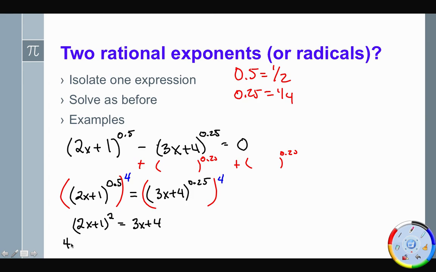So we're going to FOIL this. 4x squared plus 4x plus 1 is equal to 3x plus 4. And we're going to solve as we did a moment ago, where we made it equal to 0. So minus 3x and minus 4. We get a new statement again, saying it's 4x squared plus x minus 3 is equal to 0.